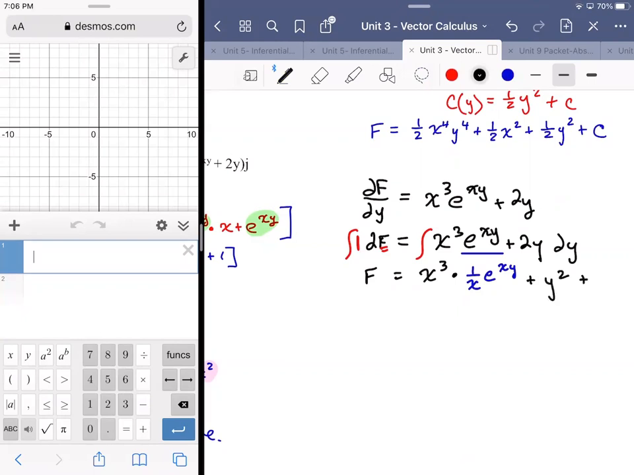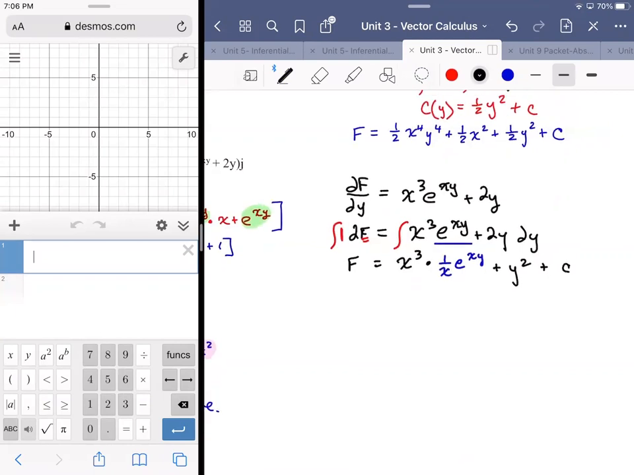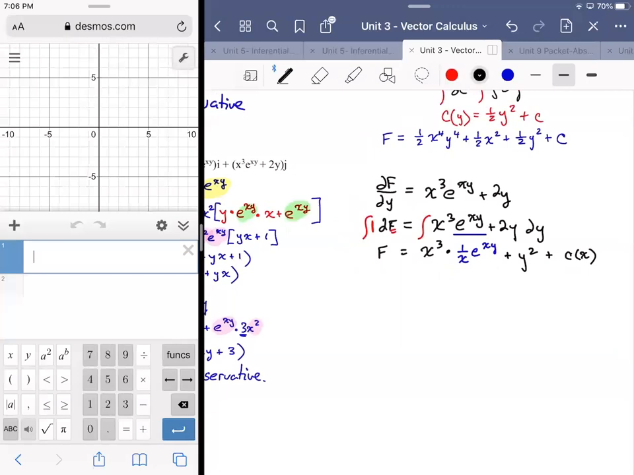And this is going to be plus some constant function c of x. Right. So to go through the process of solving this, I would take my first order partial with respect to x now. I'm going to put the y. All right. But before I do that, it might be a good idea to clean things up. So this would be x squared e to the xy plus y squared plus c of x.